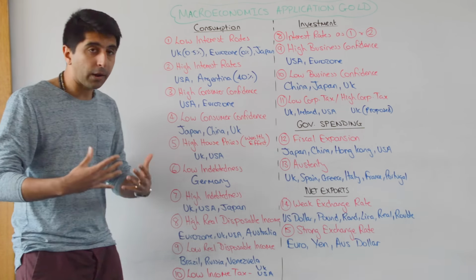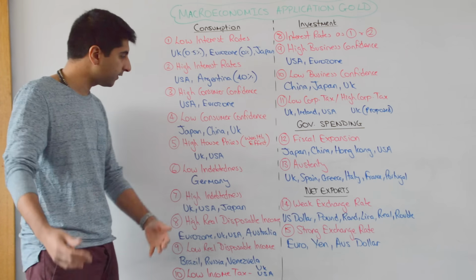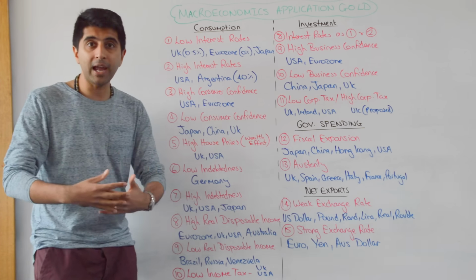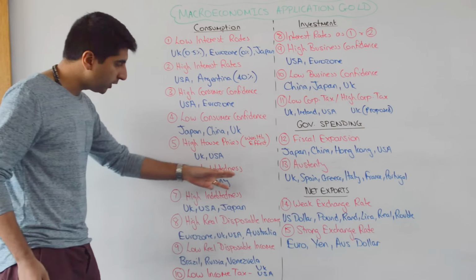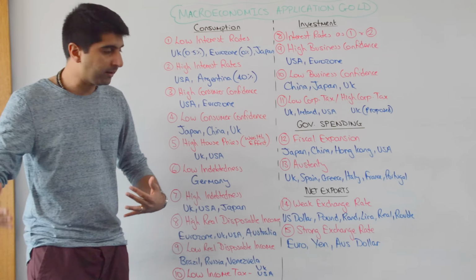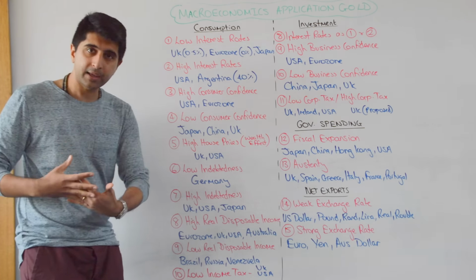Countries with high house prices, we know that house prices being high can drive the wealth effect, can drive consumption. Well, look no further than the UK and the USA. Big house price increases there. Low indebtedness, we know Germany is very much a save-to-spend kind of economy, whereas high indebtedness countries can hold back consumer spending to an extent. The UK, US, Japan, heavily indebted countries here.